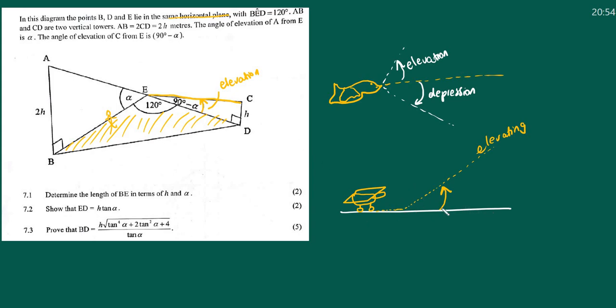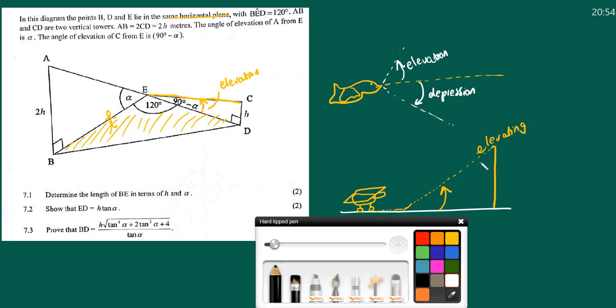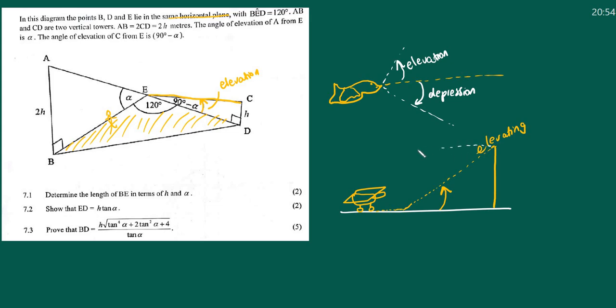So if this is the ground, any line that goes from the ground up is going to be the angle of elevation. And here, if this is a vertical wall, and I draw a horizontal line here that is also parallel to the ground, then this will be the angle of depression here. The angle of elevation and depression are always equal because they are alternating angles. So that is a bit of revision from grade 10.